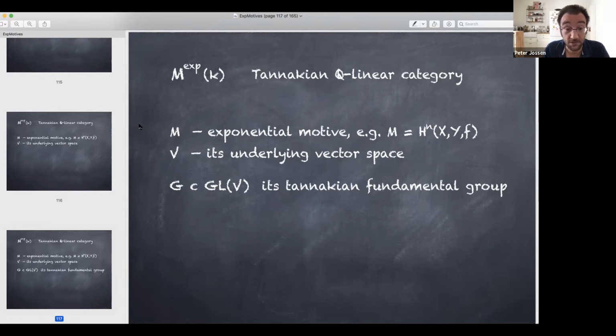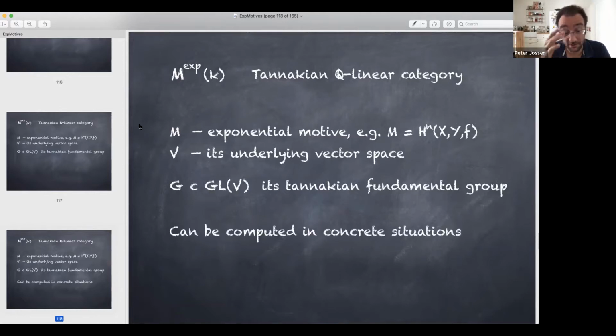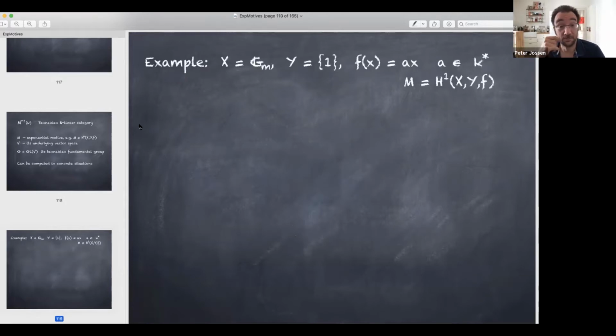This group is really an interesting invariant of M, and it can tell you, even just as an abstract group, a lot about M. What is slightly surprising, maybe if you've never seen such a thing, is that these groups can actually be computed in concrete situations. Even if this looks a bit abstract now, we can compute these Tannakian fundamental groups in concrete examples, and you will see they are pretty interesting objects. So let's go to an example.